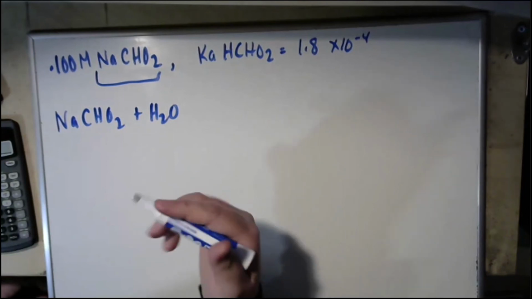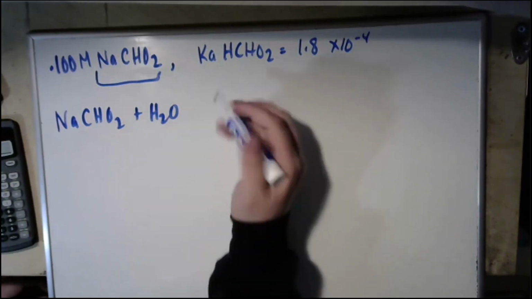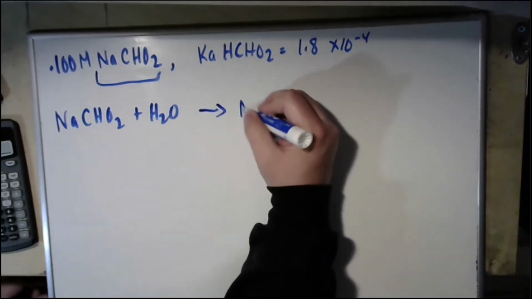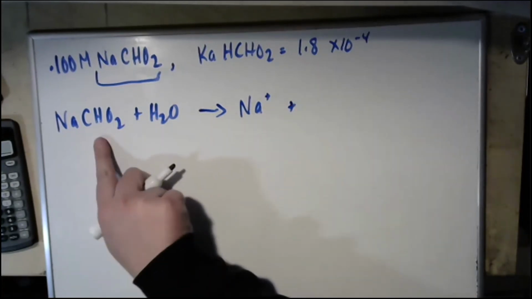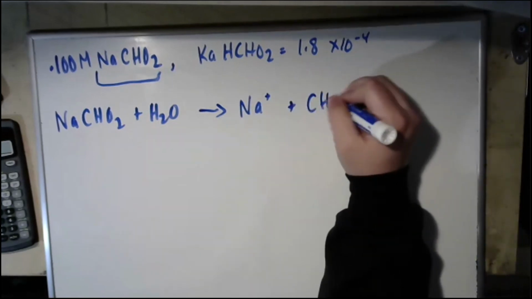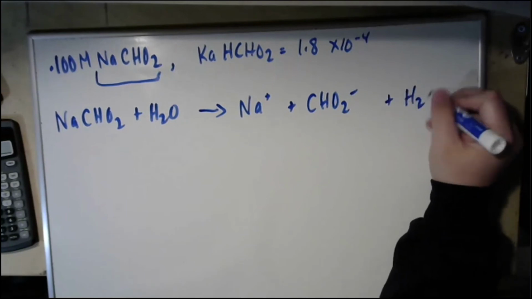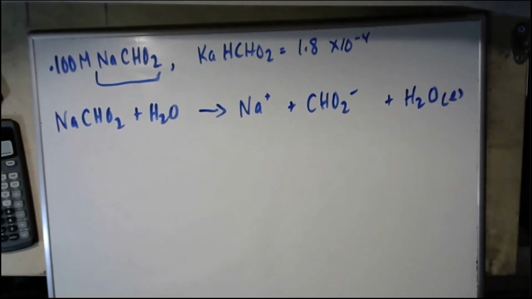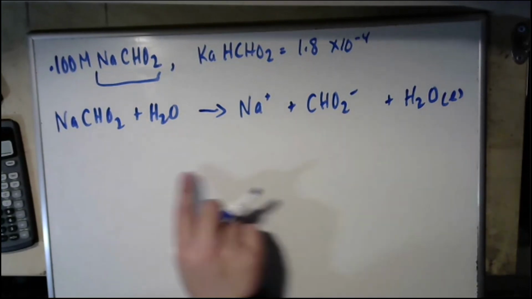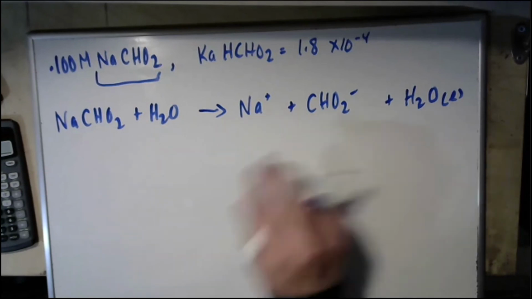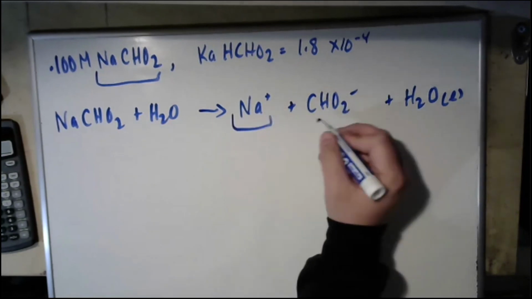basically what's going to happen here is that my sodium ion is going to ionize, right? I'm going to end up with some Na plus. I'm going to end up with some CHO2 minus, and I'll still have some water in my solution. Which is why, when we're writing dissociation reactions, we usually leave the water out. But what we're focused on are these ions here.